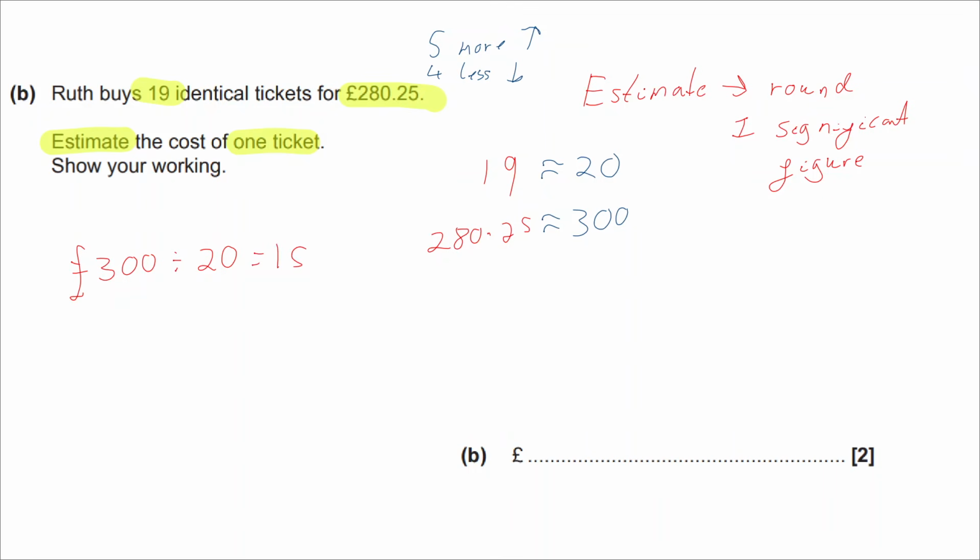Let me just double check that. 300 divided by 20 gives you 15. Sorry, it's not very neat, is it? It gives you £15 per ticket.